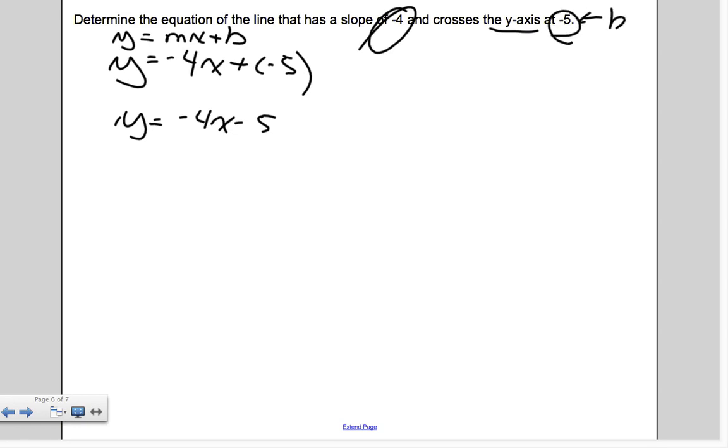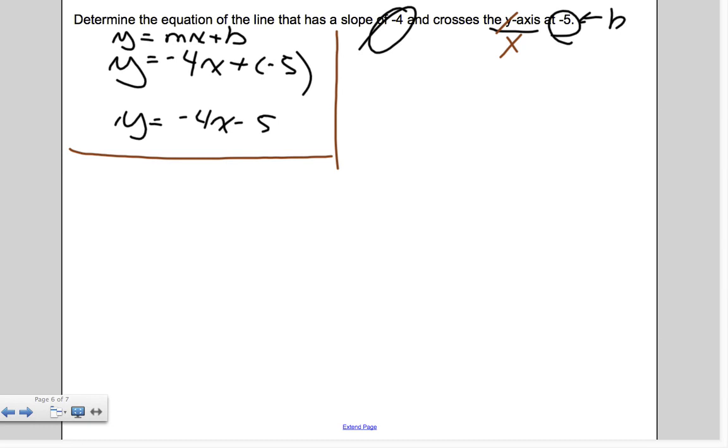Why would you make us write that down? Because that was to test our critical thinking. Because what happens if I change the question? So instead of the y-axis, it crosses the x-axis. What is the equation of the line that crosses the x-axis at -5?